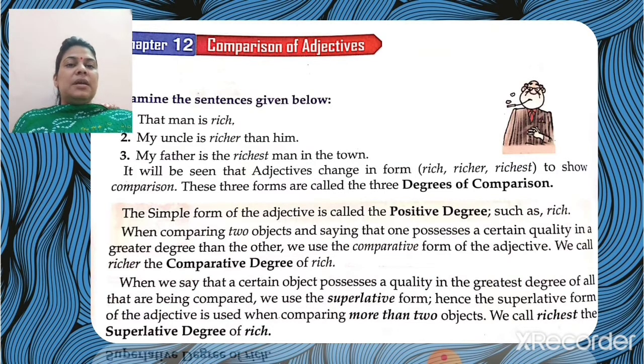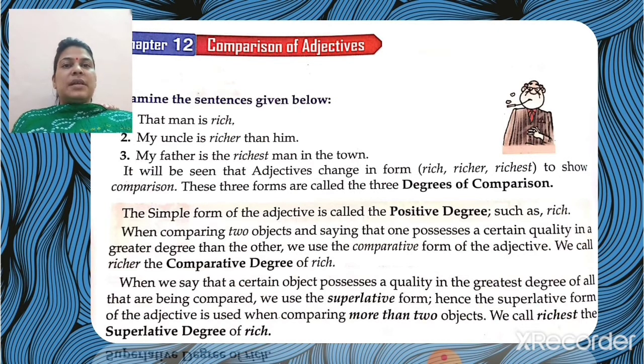When we say that a certain object possesses a quality in the greatest degree of all, whether it is human beings or things that are being compared, we use the superlative form. Hence, the superlative form of the adjective is used when comparing more than two objects. We call richest the superlative degree of rich.